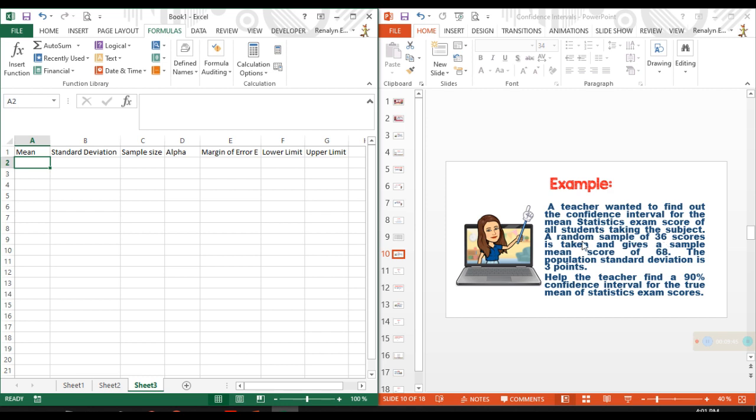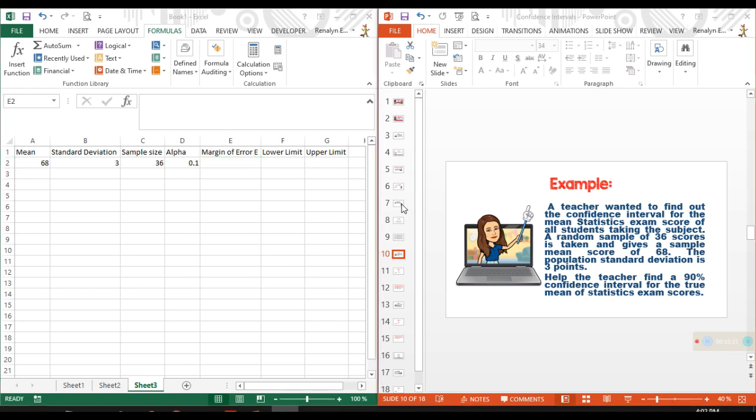According to our example, the mean score is 68. The standard deviation is 3. The sample size, it was taken from 36 students. The alpha, ayun, ang level of confidence natin ay 90%. So, ang alpha natin ay 1 minus 90 is 10 or 0.10. 0.1. Now, for the margin of error.